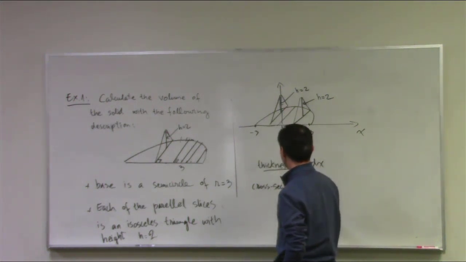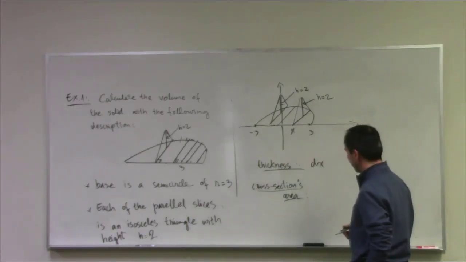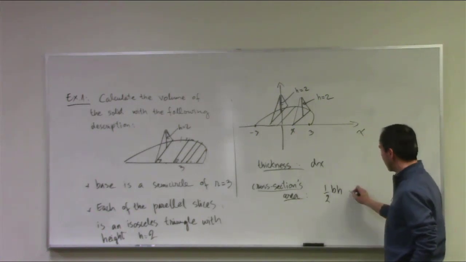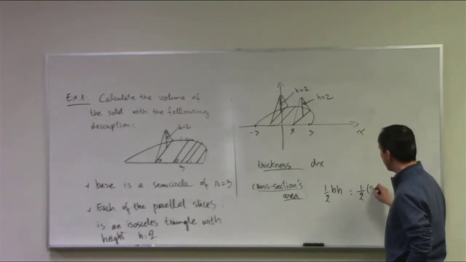Cross-section area. Okay, let's figure it out. So again, the area of a triangle is always base times height times 1/2, right? And you already have the height being 2, agree?